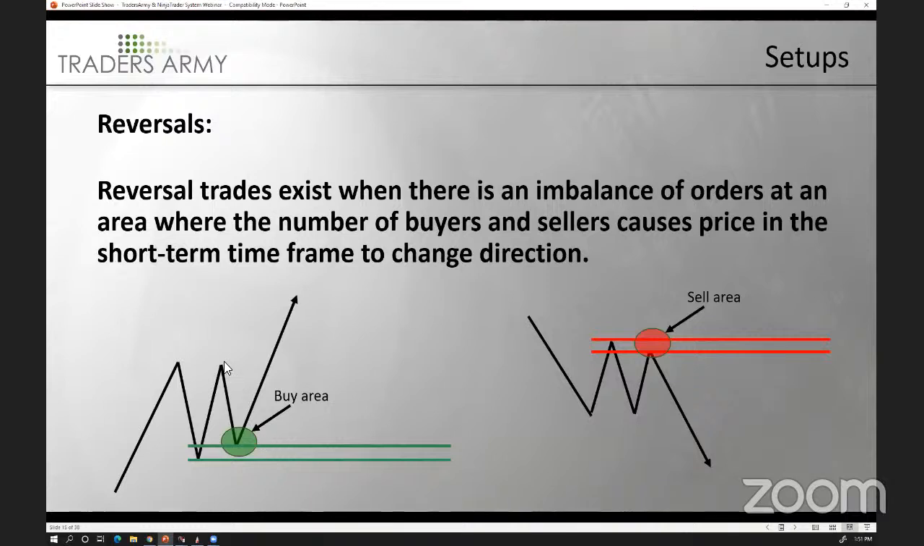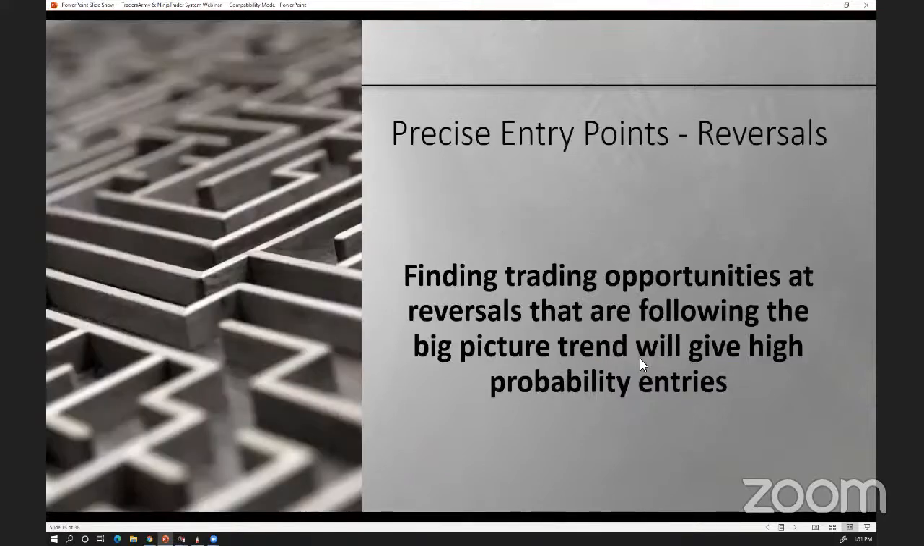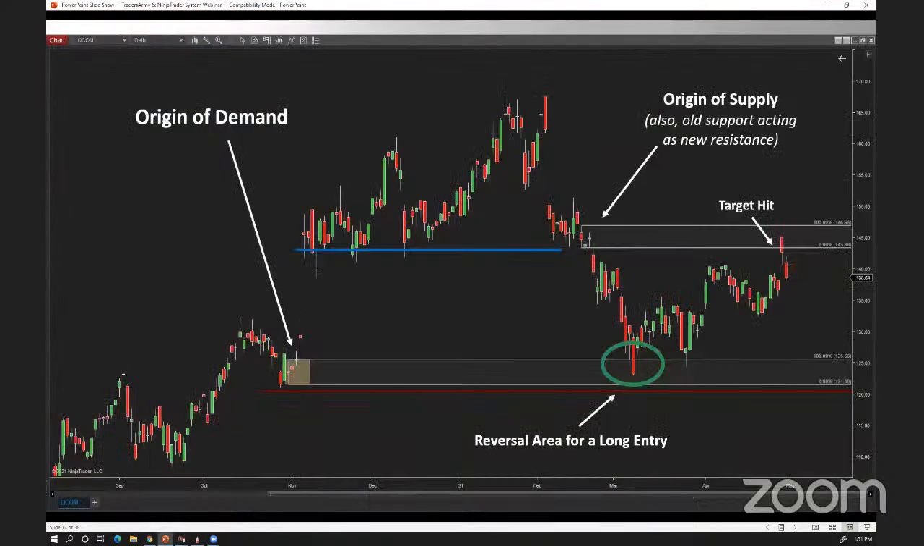And so we're looking for a pullback buy opportunity, but the highest quality opportunity is going to exist the first time price returns to the true origin of the move. The first time price returns to the origin of supply is the highest probability sell area. Identifying those entry points requires us to be able to identify them in the context of a big picture trend. So if the trend of the market, big picture, is up, we're looking for opportunities to be a buyer short term, and in a downtrend, a seller.